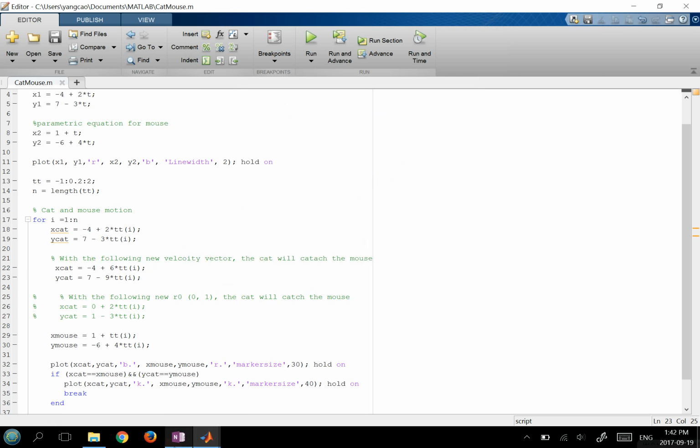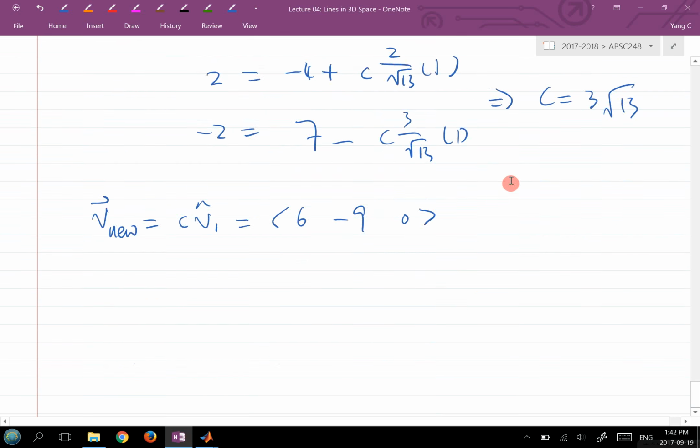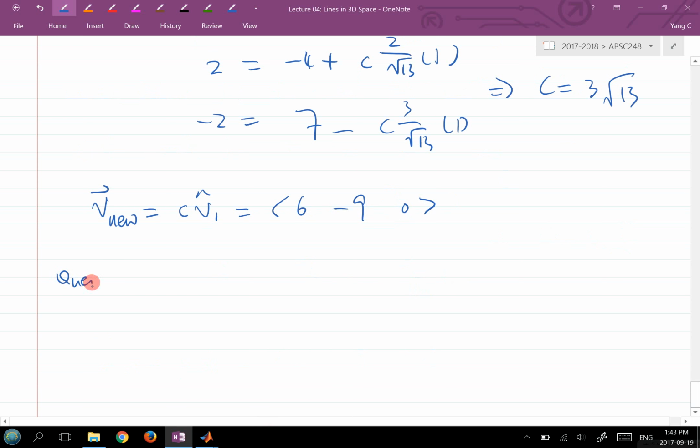Now, I want you to think about it yourself. In here, what I did is I changed the cat's speed in order to catch, right? What else can you do? If you keep the original velocity for the cat, you can also ask the cat to change its initial position, a little closer basically. So the question will be, what is a proper initial position in order to catch the mouse? You can try that yourself.